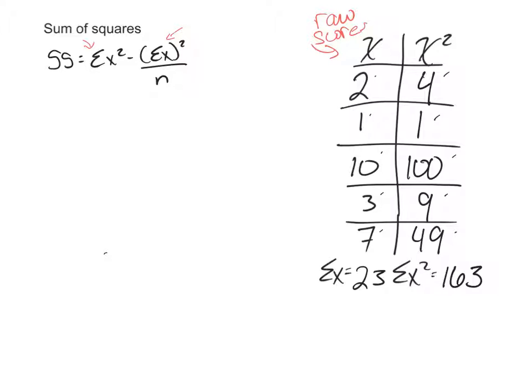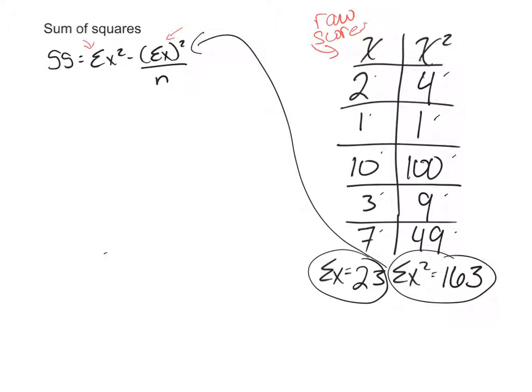Okay, so let's use sum of x and sum of x squared in this formula up here. So the first one is sum of x squared. So we know our sum of x squared is 163 minus sum of x, which was 23, squared, divided by n, and our n is our sample size. We have 1, 2, 3, 4, 5. 5 people in our study.